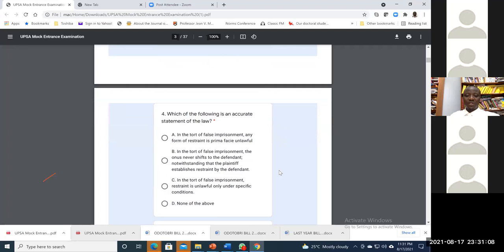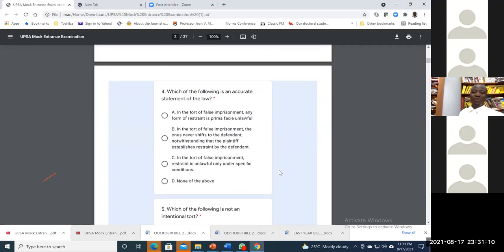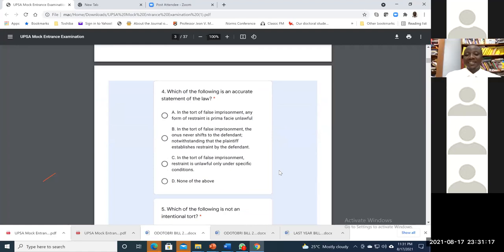Yeah. So which of the following is an accurate statement of the law? A, in a tort of false imprisonment, any form of restraint is prima facie unlawful.